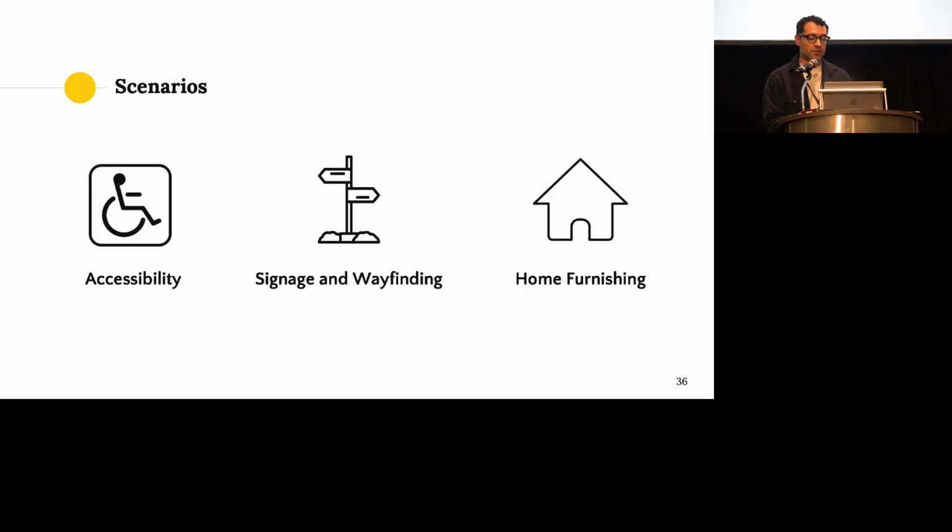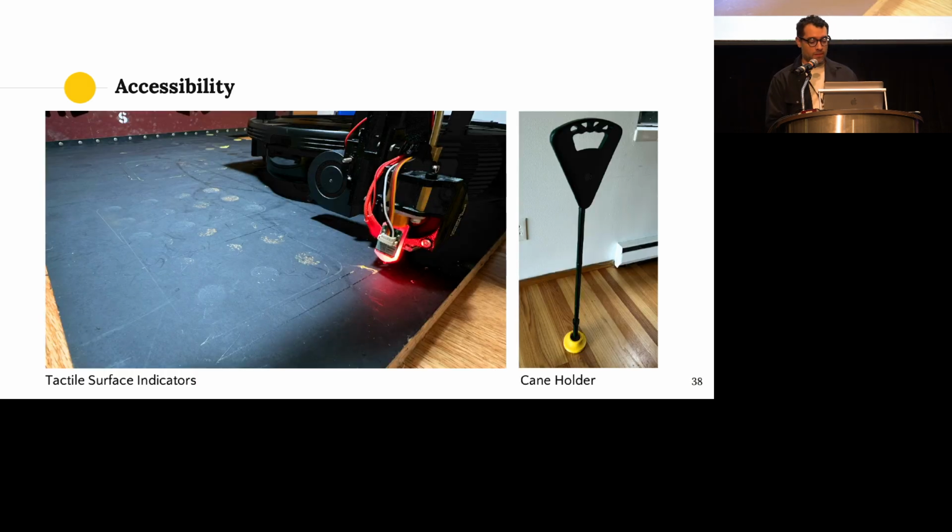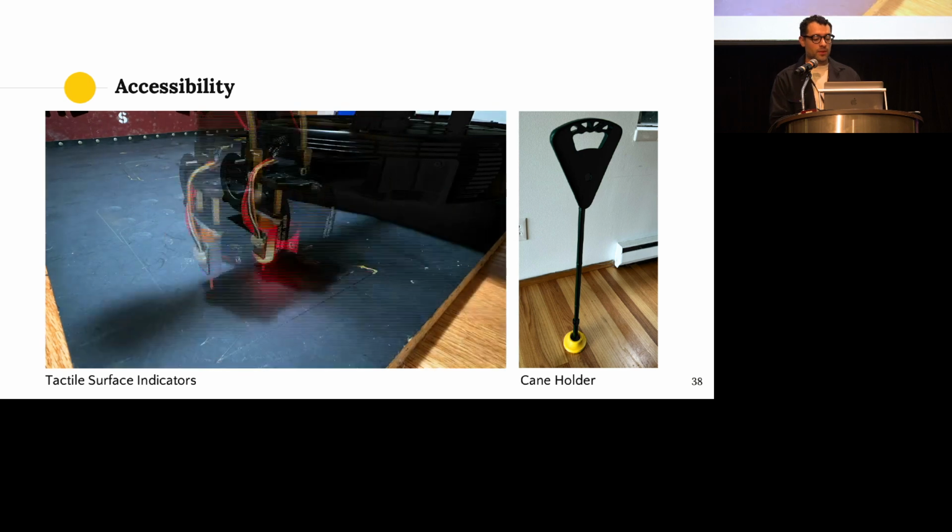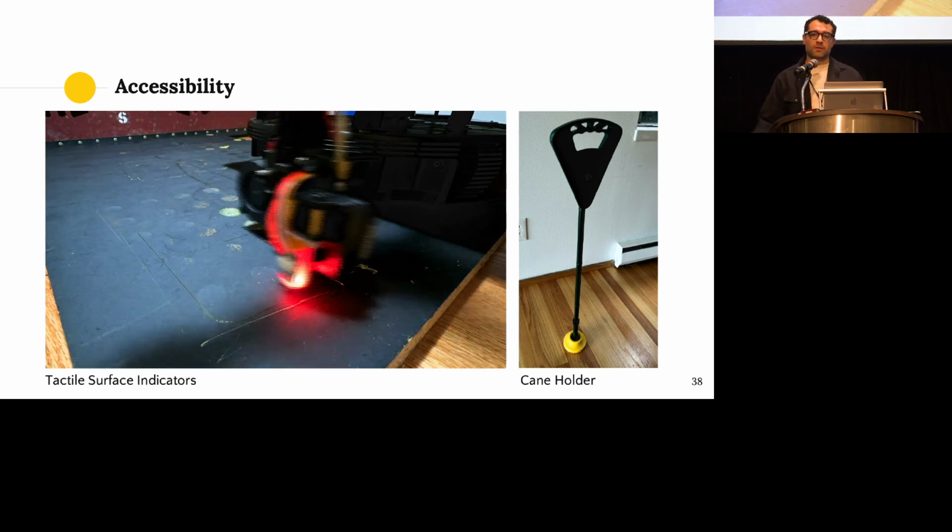Having a better sense of what our system is capable of, we started to use this for some scenarios, and I just want to highlight a couple examples that we have. We identified 3 main use cases: accessibility, signage and wayfinding, and home furnishing. Obviously, all things that you would print on a floor. The first one, and the one that I think is most exciting to me, is the ability to print tactile navigation aids that could be used for accessibility.